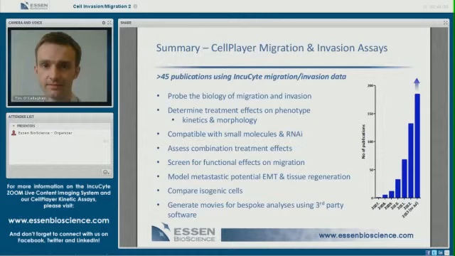Labs have also compared the migratory profiles of different cells and also been able to compare the migratory profiles of isogenic cell pairs. In addition, movies and images can be exported to allow bespoke analyses in third-party software to enable you to develop analyses that suit your needs.